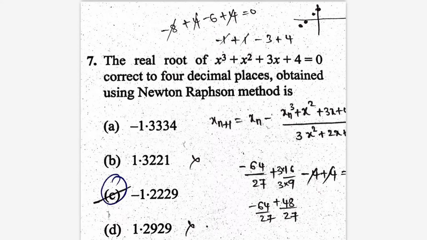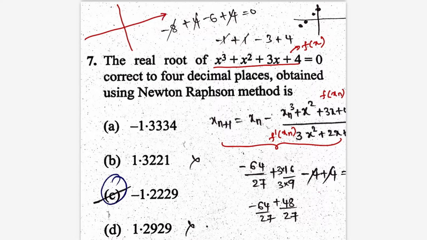Coming to the next question, we have to find the real root of this equation f of x up to 4 decimals using Newton-Raphson. This is the equation for Newton-Raphson, xn plus 1 equals to xn minus f of xn by f dash xn. But it gets really complicated if you solve by Newton-Raphson. So I have tried drawing a graph for this equation.